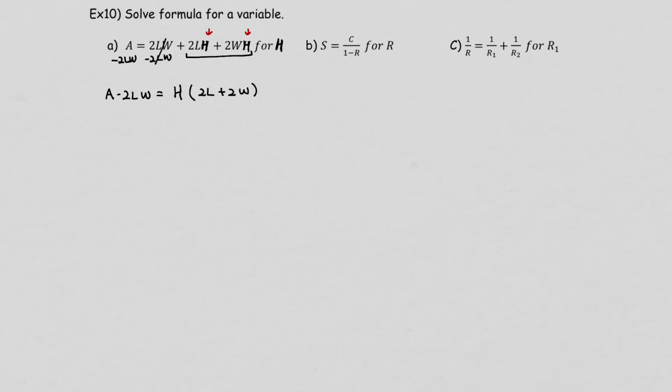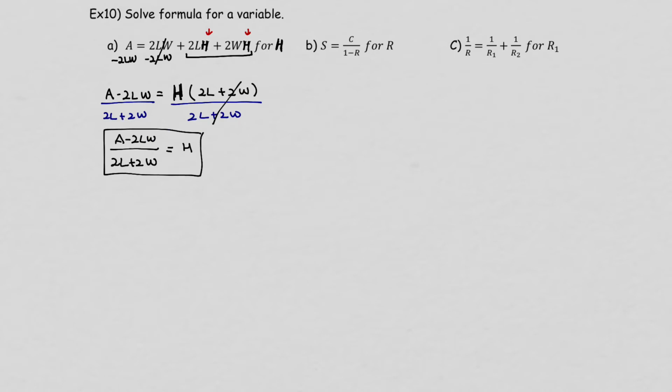So when I factor h out, I have 2l plus 2w remains. And I'm solving for h, and now I have only one h, so I can isolate that by dividing by 2l plus 2w. I need to do that for both sides. So my h will be equal to A minus 2lw over 2l plus 2w. Right? That's what we do.